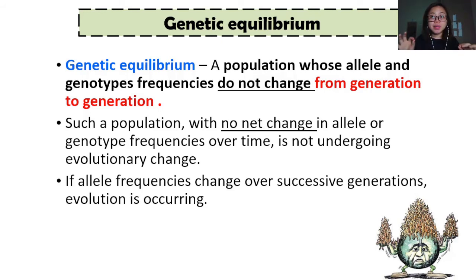Kalau nilai P dengan nilai Q dia tiada berubah, maksudnya populasi ini akan sama saja selama-lamanya. Kalau nilai P dengan nilai Q dia berubah, maksudnya populasi ini akan mula berevolusi. A population in genetic equilibrium means that the population is not evolving. It's going to stay the same. Its allele and genotype frequencies do not change.